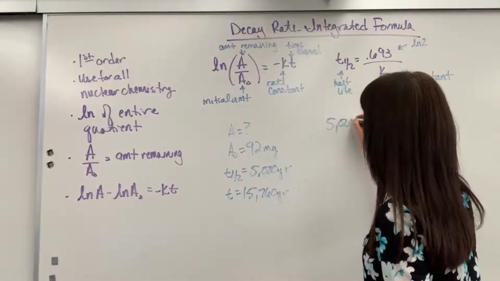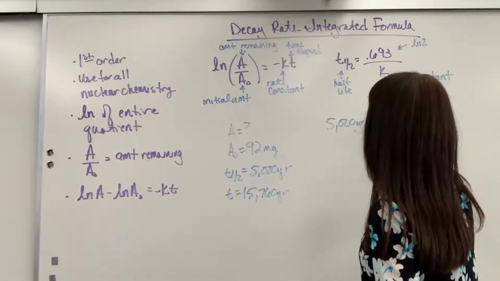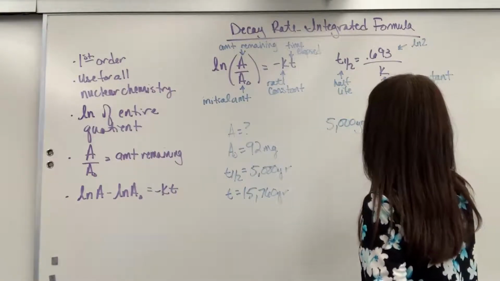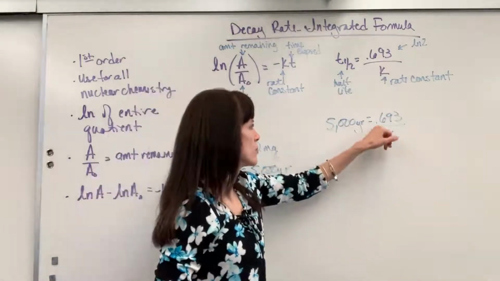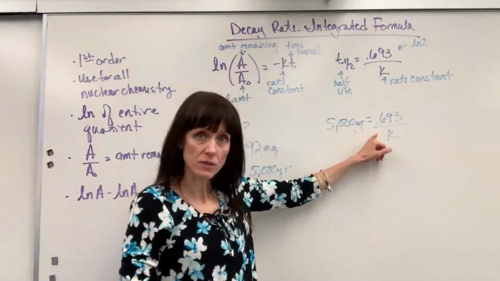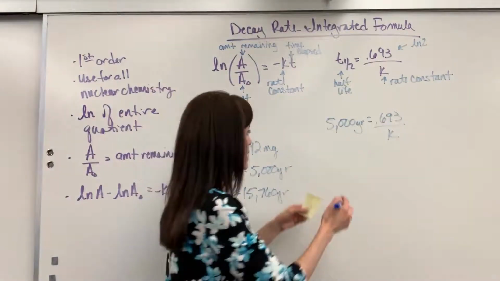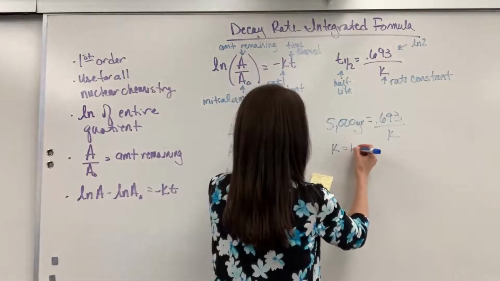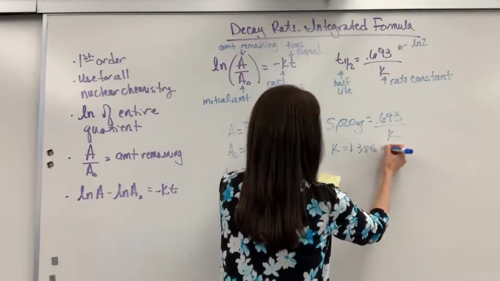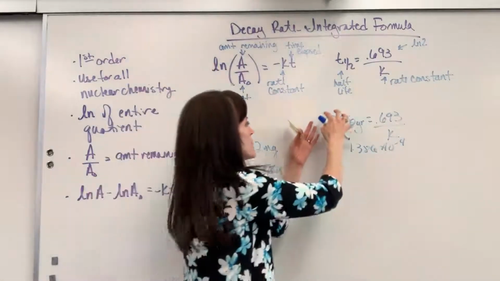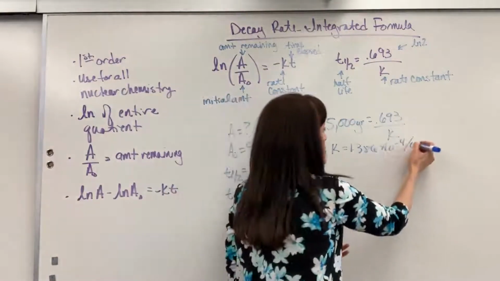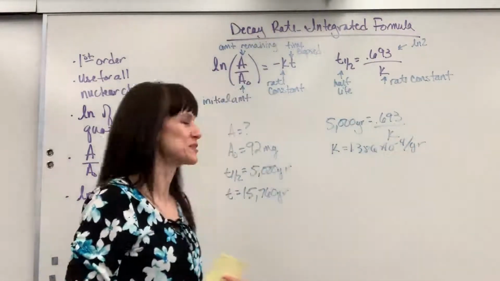We've got 5,000 years equals 0.693 divided by K. So I'll multiply both sides by K and then divide 0.693 by 5,000. And when we do that, our K value is 1.386 times 10 to the minus 4. And you're thinking, what's the unit on that? When I divide the 5,000 over, it'll be per year.